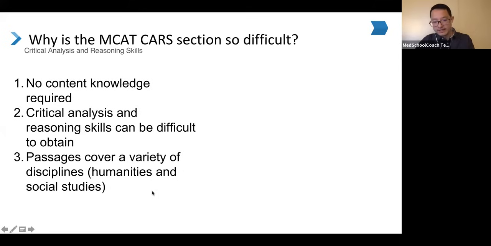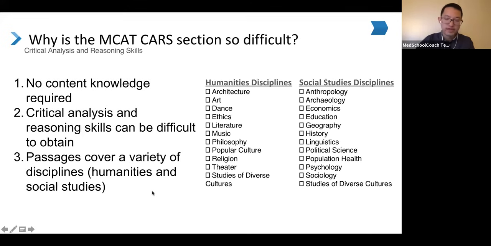And number three, another reason why CARS is tough is because it covers a huge variety of different topics in the past years. Now, again, you don't have to know any of this content. You don't need to know anything about art or history or linguistics to do well in the CARS section, but this is what also makes it a bit tough. Because a lot of students aren't familiar with reading these topics, they read a passage on philosophy and they're just so bored out of their mind. And if all you're thinking to yourself is, this is so boring, I don't want to read this, then it's going to be very hard for you to do well in the CARS section.